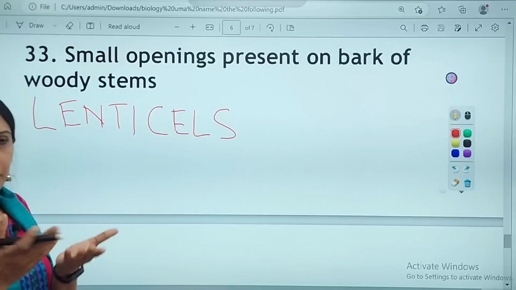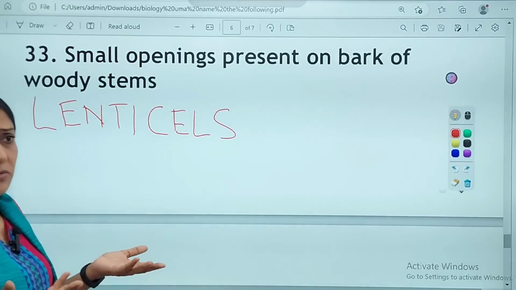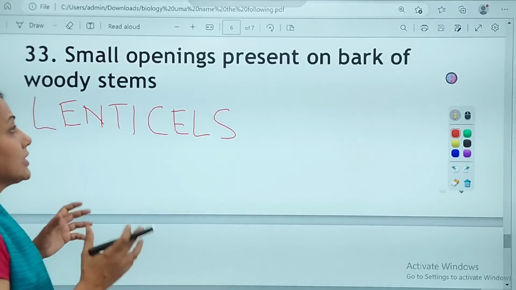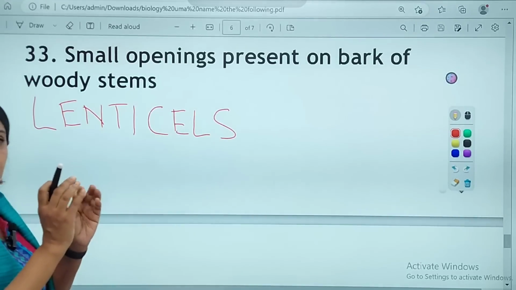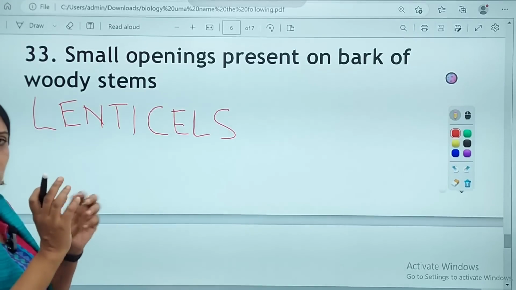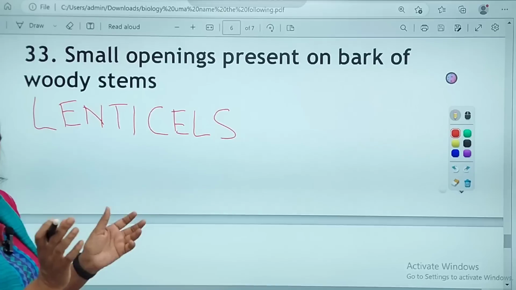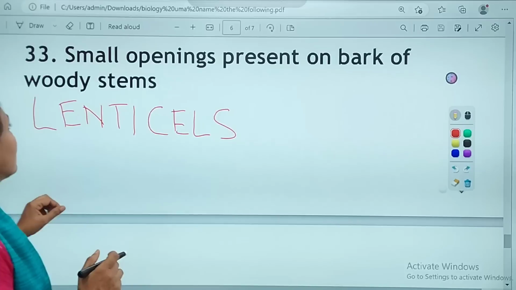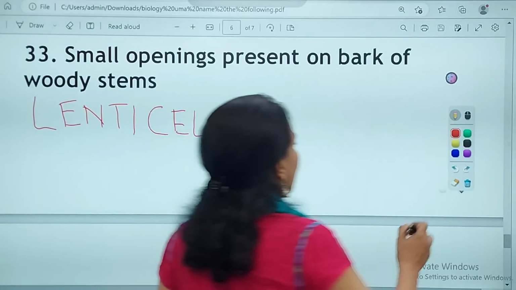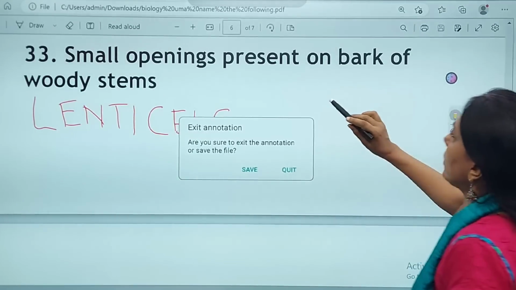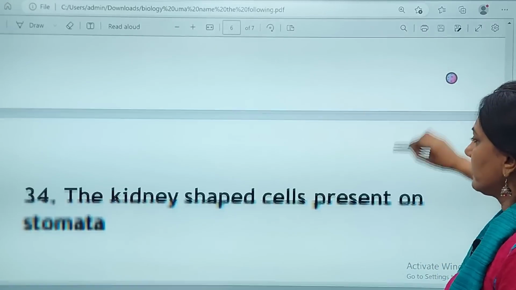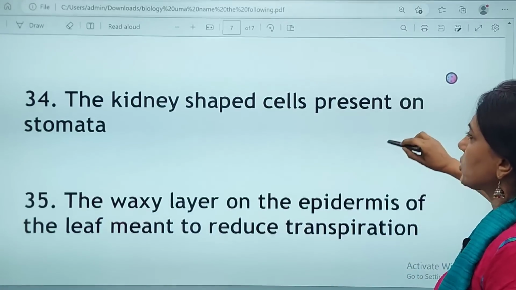As you know, stomata are present on the surface of the leaves, the undersurface of the leaves. They are even present sometimes on the green stems themselves, but those can open and close depending on whether they want to release the water or store the water, and so on and so forth. So lenticels is the answer to this one: if it is on a woody stem, it's called a lenticel. Now the last two.